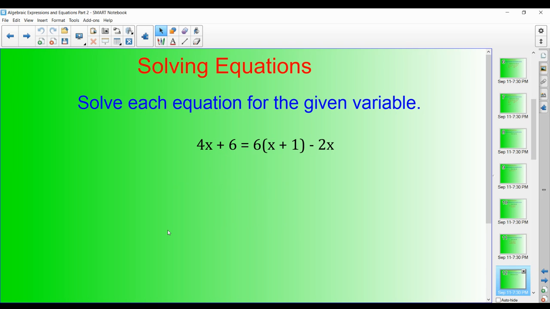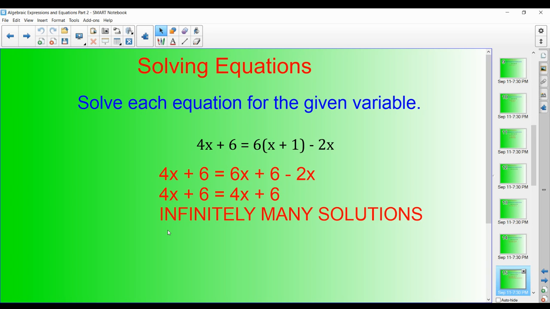Now another situation we could have is this equation, where once again we're going to solve for x. We're going to use distributive property, combine like terms. But in this case, I get the left side and the right side are completely equal. They're the exact same. So in this case, no matter what I put in for x, both sides of the equation are always going to be equal, which means infinitely many solutions.